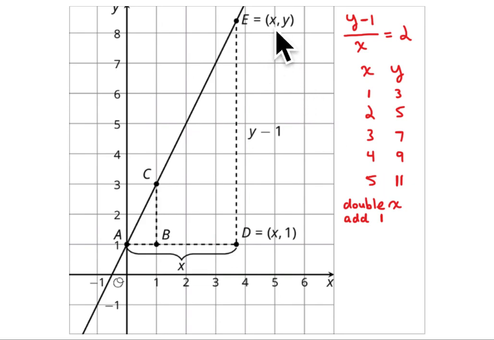So one last point. This point here is 0, 1. This is x, y. So x minus 0 is x, and y minus 1 is going to be the vertical length. All right, the summary for lesson 11.